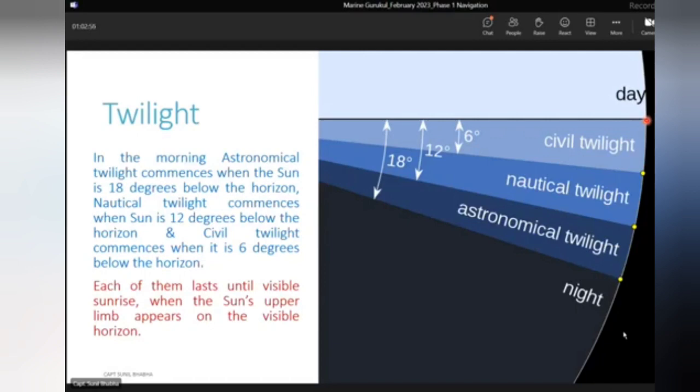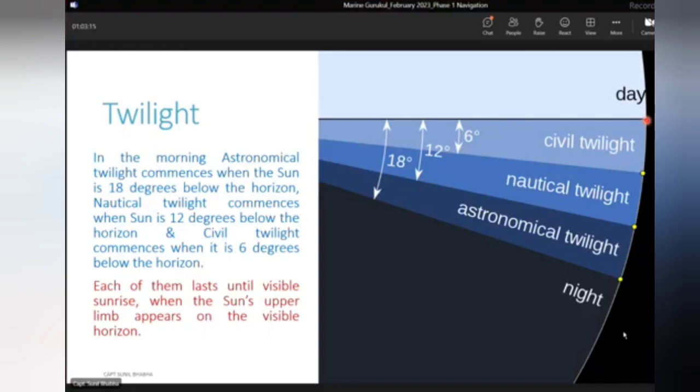When it is a full twilight, it is actually in all three twilights, right? Correct, beta. That's right. Astronomical will continue for all 18 degrees, nautical will continue for all 12 degrees, and civil will continue for 6 degrees. Yes, sir. Copy that. Okay.